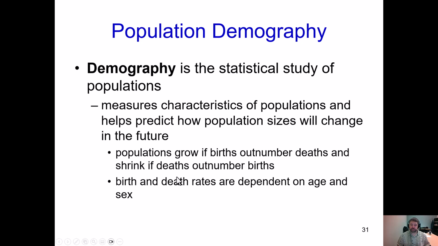Okay. So normally we're interested in closed populations where there's not any immigration or emigration. Then we're really interested in just the birth and death rate. If births outnumber deaths, then the population's increasing. If deaths outnumber births, then the population is shrinking.